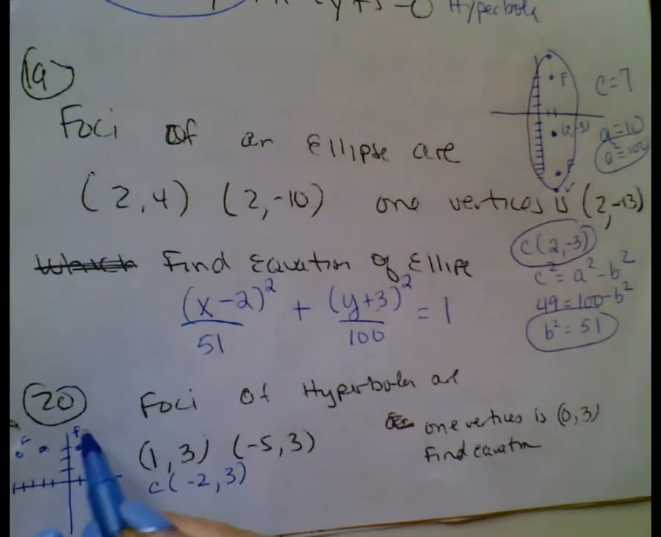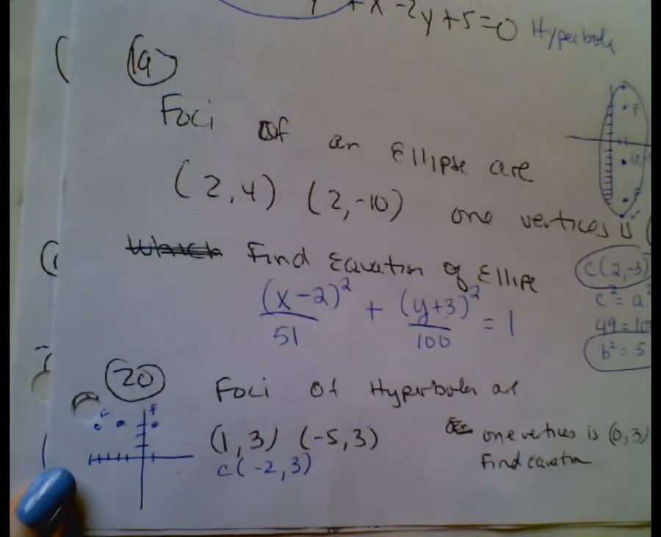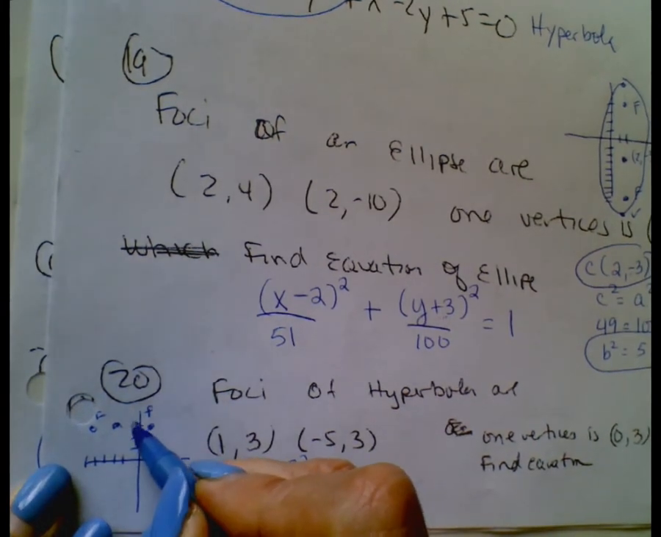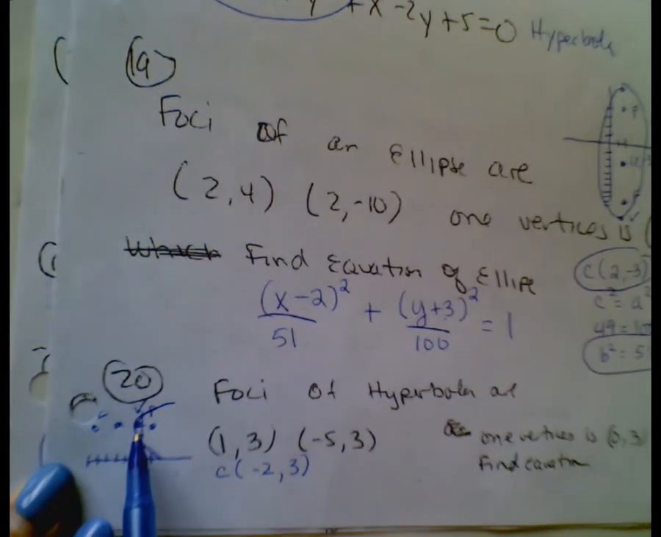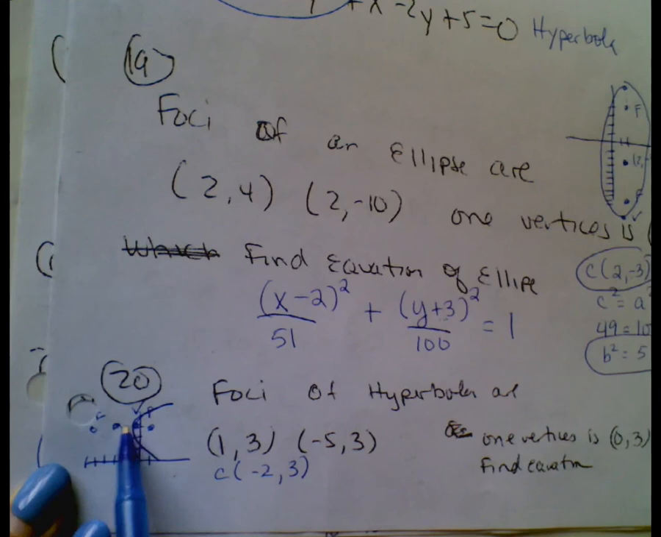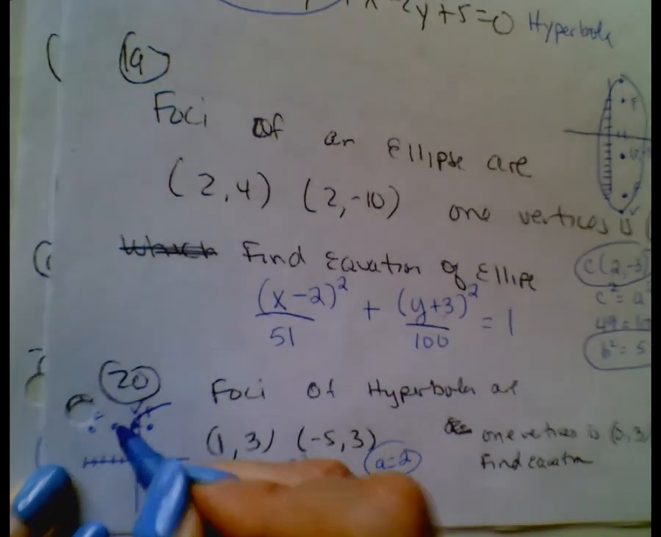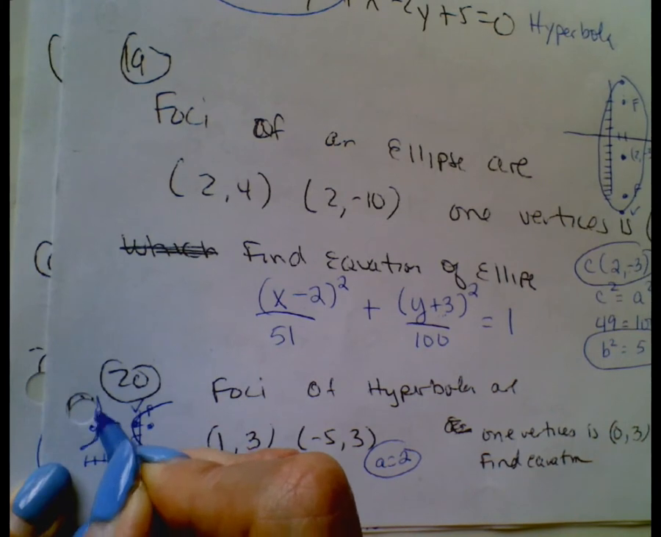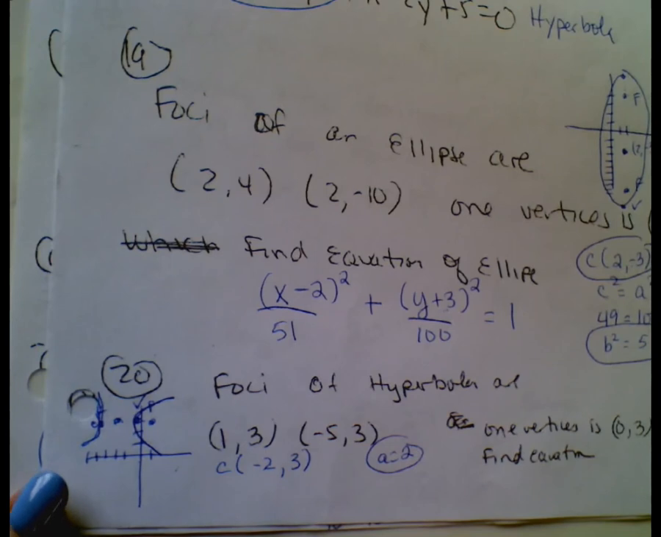This has to open left and right by the way the foci are in the problem. And it says that one vertex is (0, 3). So there it is. That's my vertex. So that's going to open like this. Now, how many units was that vertex from the center? It looks to be 2. That means that a is 2. It's an important number. So if I went 2 this way, that's my other vertex, and it's going to open like this. I have a hole there in my paper, so I can't graph that.